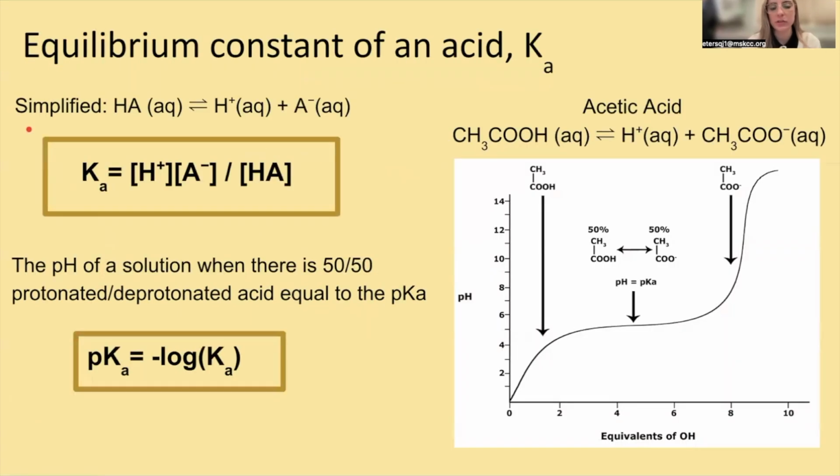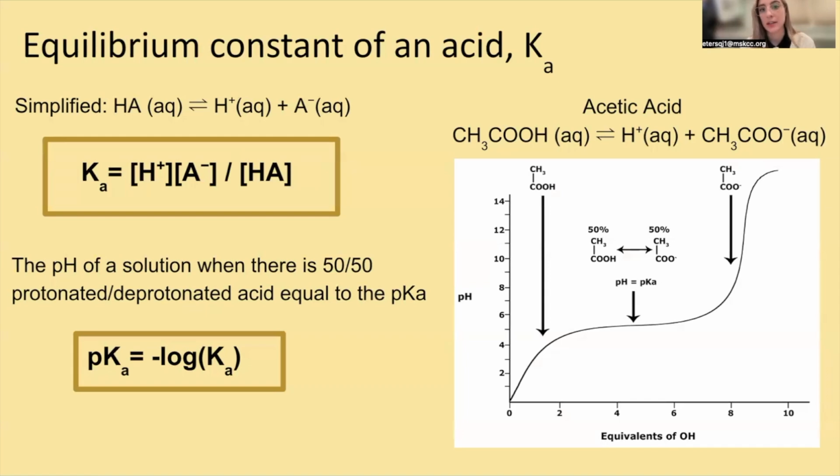Here's a simplified version of this reaction scheme. Now, like any equilibrium, the KEQ is equal to the concentration of the products over the concentration of reactants. So here, this KEQ is referred to as Ka, or the KEQ of acid. So we multiply the concentration of H plus ions by the deprotonated acid concentration and divide that by the concentration of protonated acid.